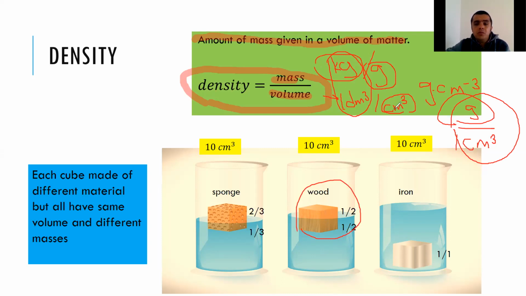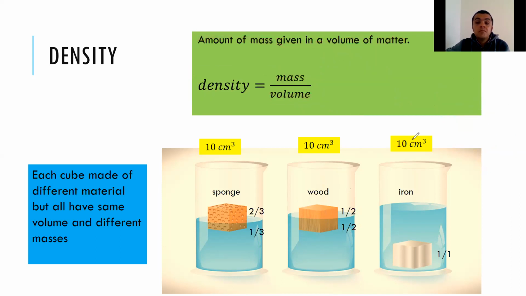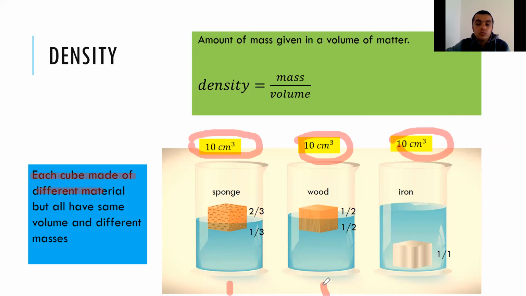To be able to compare the densities of different substances, one method that we use is the diagram at the bottom. Each cube is made of a different material, as you can see in the cubic structures. Imagine that all of them have the same volume, 10 centimeter cube. One is made of sponge, like we use for washing dishes. Another is wood that we use for furniture, any kind of wood. And the other one is a piece of pure iron. It's a metal.